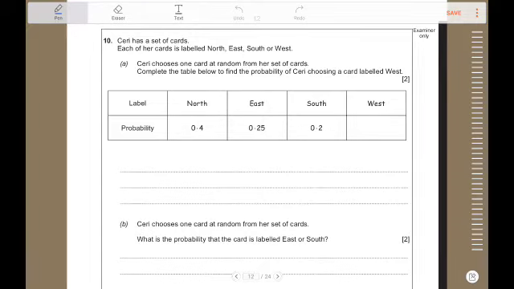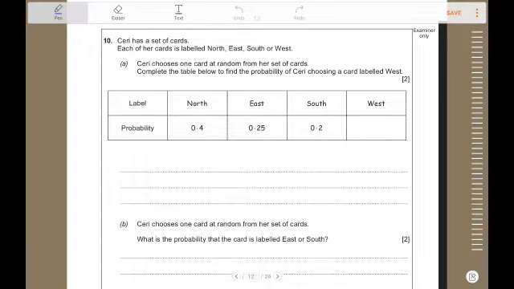Okay, this is a question on probability from WJEC GCSE Mathematics Unit 1 paper, the non-calculator paper. Okay, let's have a look what we've got. Kerry has a set of cards. Each of her cards is labelled north, east, south or west. Kerry chooses one card at random from her set of cards. Complete the table below to find the probability of Kerry choosing a card labelled west.